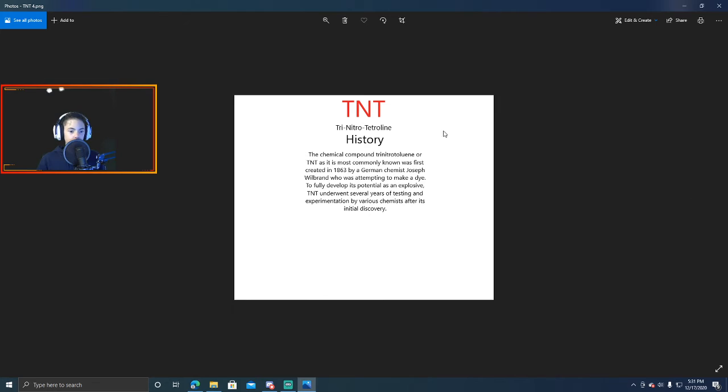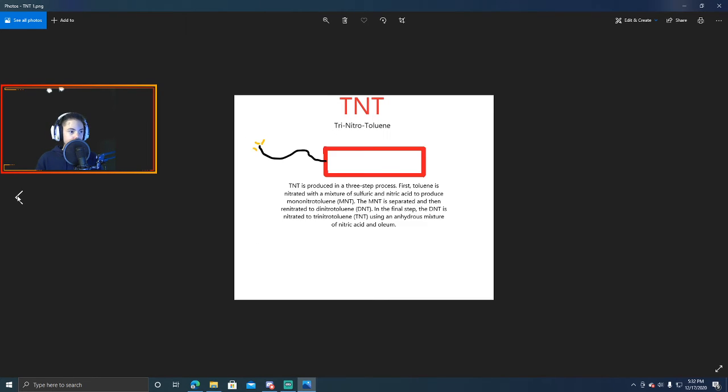So let's move on to 4. So the history. So essentially, it was made by a German chemist in 1863, named Joseph Wilbrand. He was attempting to make like a dye. A different shade of a dye, but he ran into TNT, and he discovered that it was TNT. So it underwent like several changes and experiments by other scientists and chemists and all that. So let's go back to 5 here.